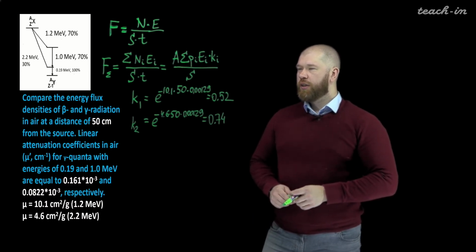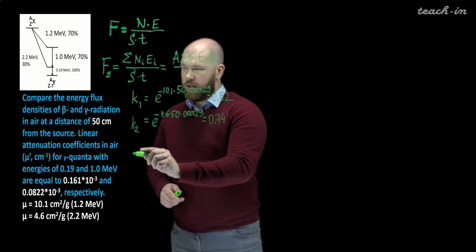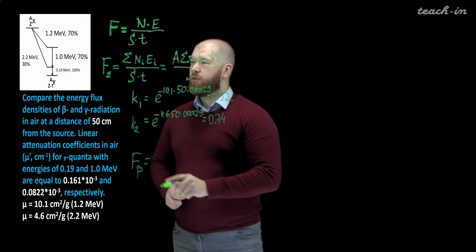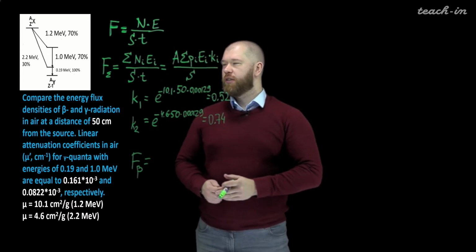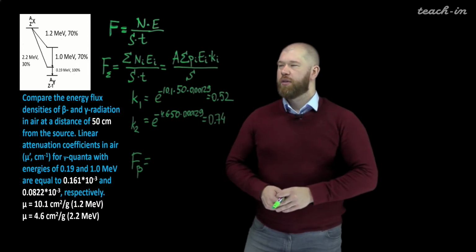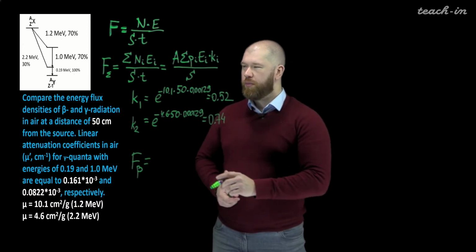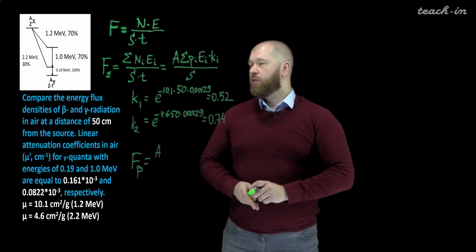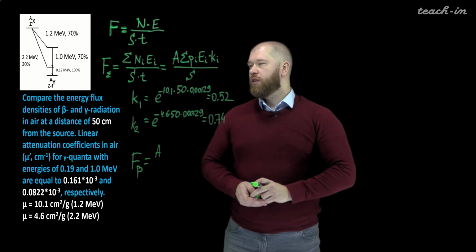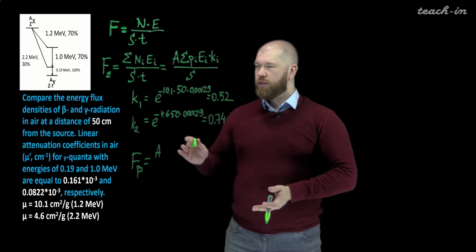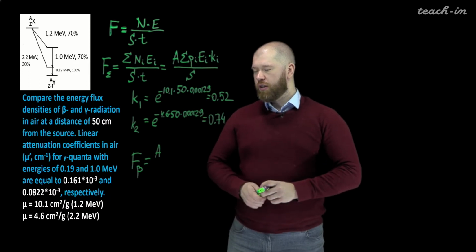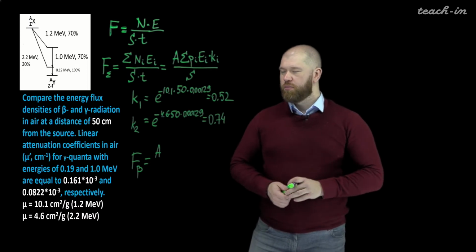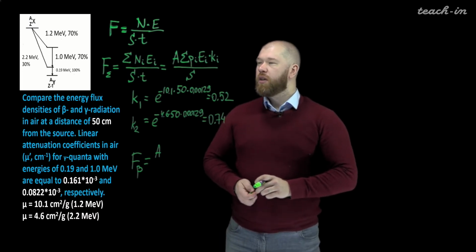And let's calculate now the energy flux density for beta particles, because we have to compare the energy flux densities for beta and for gamma radiation. Let's calculate it for beta. So it will be activity, that we don't know, and it is not required, because we will take just the ratio between energy flux for beta particles and gamma radiation, and this activity will be simply deleted.